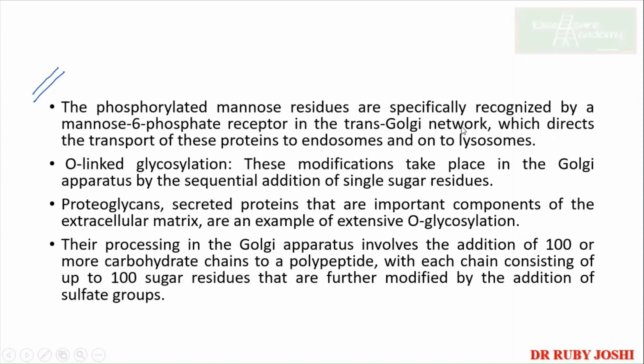ठीक है? तो इसका मतलब क्या हुआ? Mannose 6 phosphate तो protein आपका present है, which got modified in the trans-Golgi network. That will be recognized by the mannose 6 phosphate receptor, जो उसको lysosome तक पहुंचाएगा. ठीक है? Now coming to the second category, that is O-linked glycosylation.